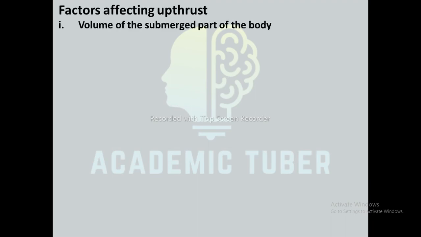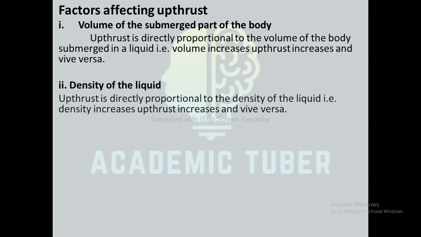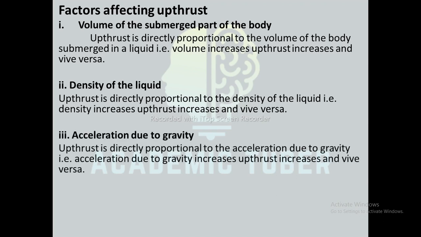Volume of submerged part of the body. Upthrust is directly proportional to the volume of the body submerged in a liquid, that is, as volume increases, upthrust increases, and vice versa. Next one is density of liquid. Upthrust is directly proportional to the density of liquid, that is, as density increases, upthrust increases, and vice versa. Acceleration due to gravity. Upthrust is directly proportional to the acceleration due to gravity, that is, as acceleration due to gravity increases, upthrust increases, and vice versa.